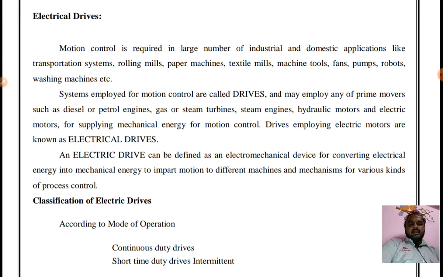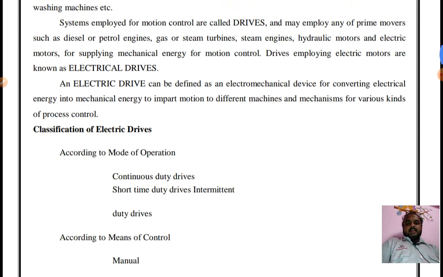Here an electrical drive can be defined as an electromechanical device for converting electrical energy into mechanical energy to impart motion to different machines and mechanisms for various kinds of process control. So this is about electric drives.